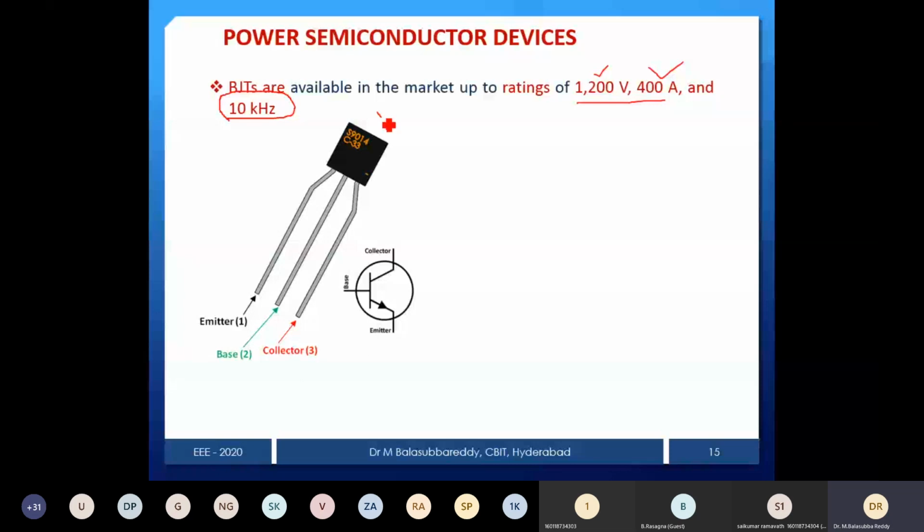And BJT, this is the component, with a number S9014C-33. This is one number of BJT. We know the terminals: emitter, base and collector. So this is the symbol of a BJT. This is the component. And now, different types of BJTs are there.